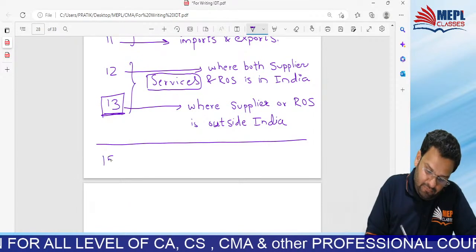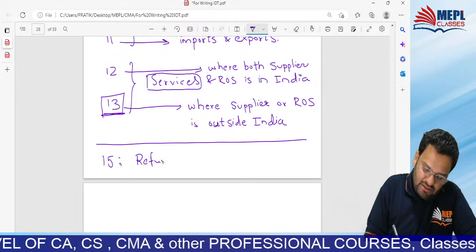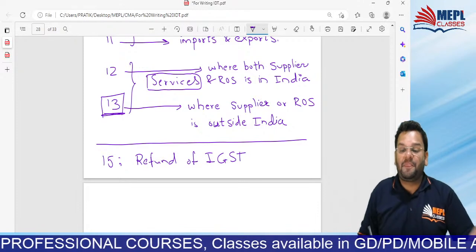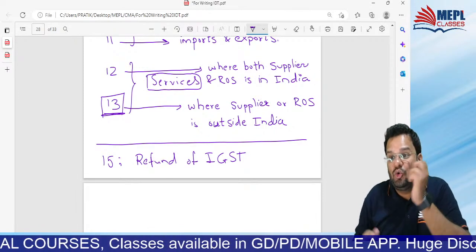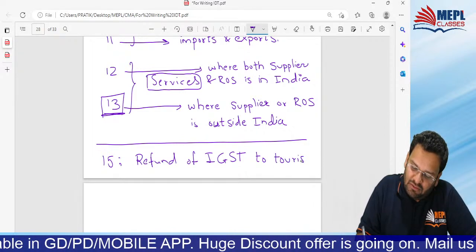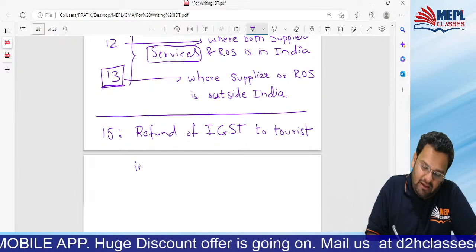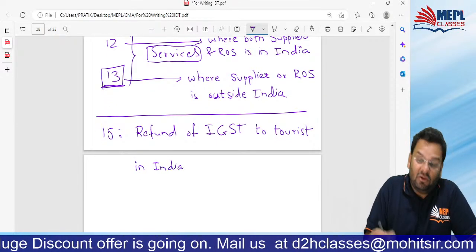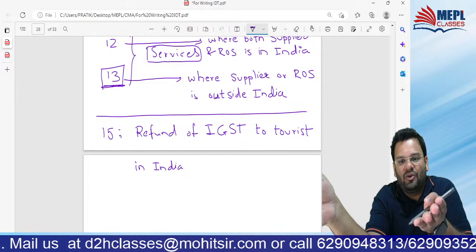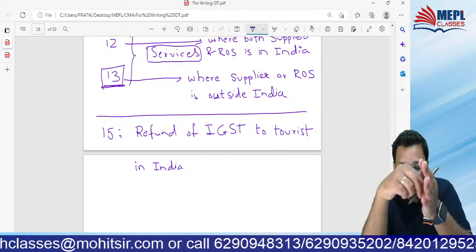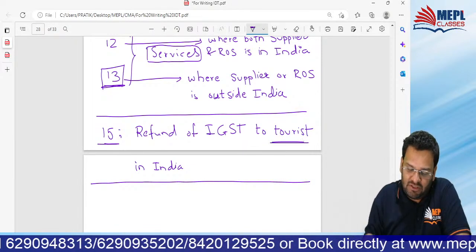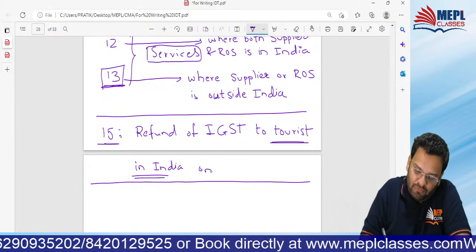Then 15 is refund of IGST. To whom? To a person who is a tourist in India. Refund of IGST to tourist in India. Yesterday, as we have seen, the Dubai government gives a refund to their tourists on the goods purchased there. Same way, the Indian government also gives a refund to the tourist in India on goods.